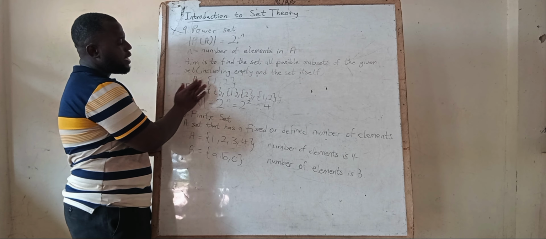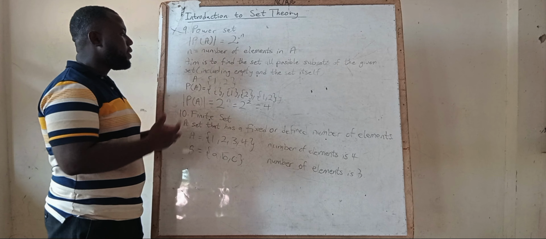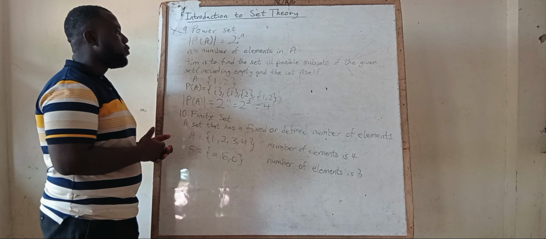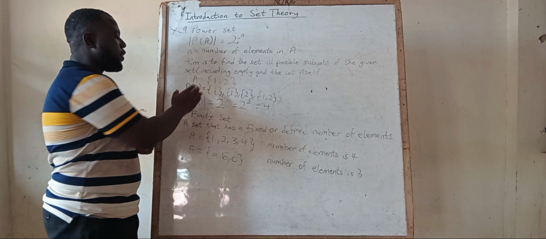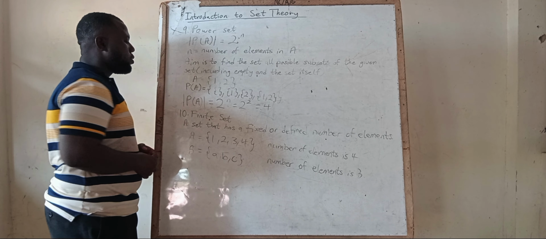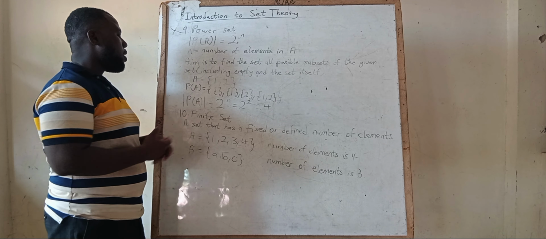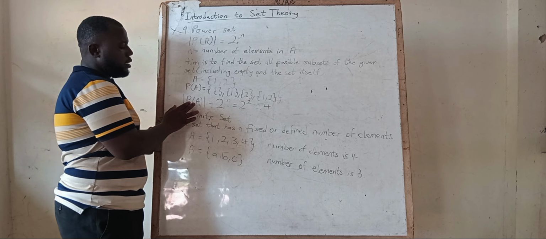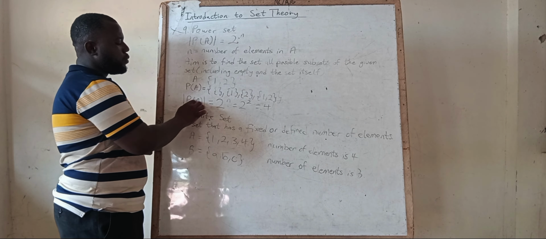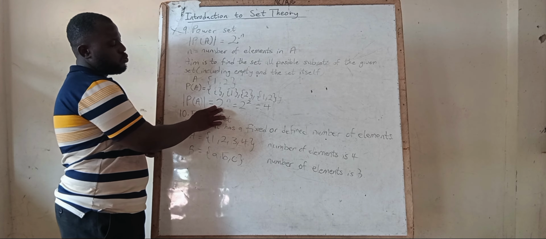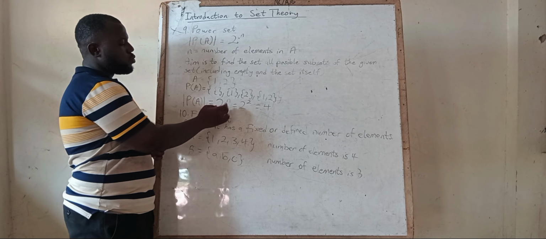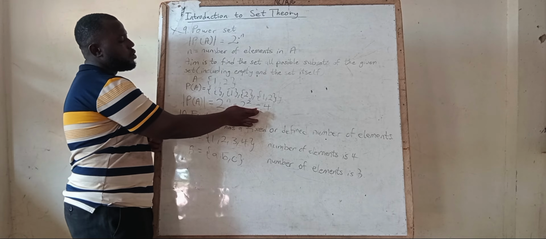So A has elements 1 and 2, which means n will be 2. The number of elements of A is 2. So to find the power set, you put P of A in strokes, equals 2 raised to the power n. We know n is 2, so it becomes 2 raised to the power 2, which gives us 4.